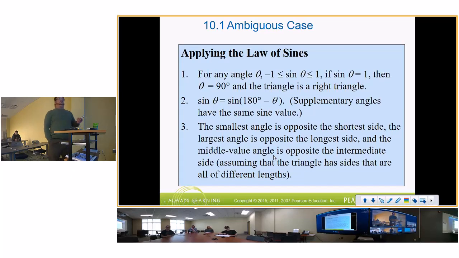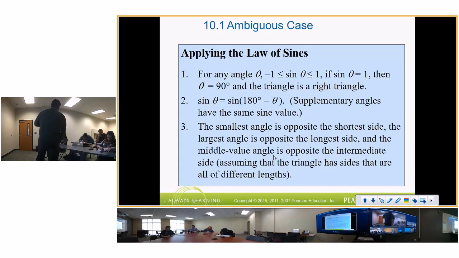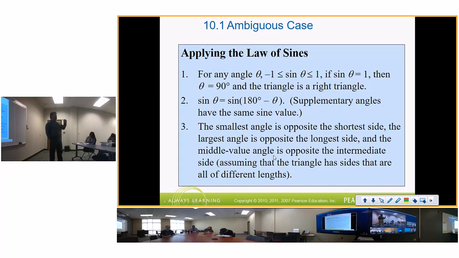Supplementary angles have the same sine value. The smallest angle is opposite the shortest side. Write that down. The smallest angle is always opposite the shortest side. Now, if you think about that in real life, is that true? Yep. If you turn a horizontal or vertical angle of 2 degrees, that's going to be a very small angle. You turn it 4 degrees, it's going to be a bigger angle. So the bigger the angle, the bigger the side.